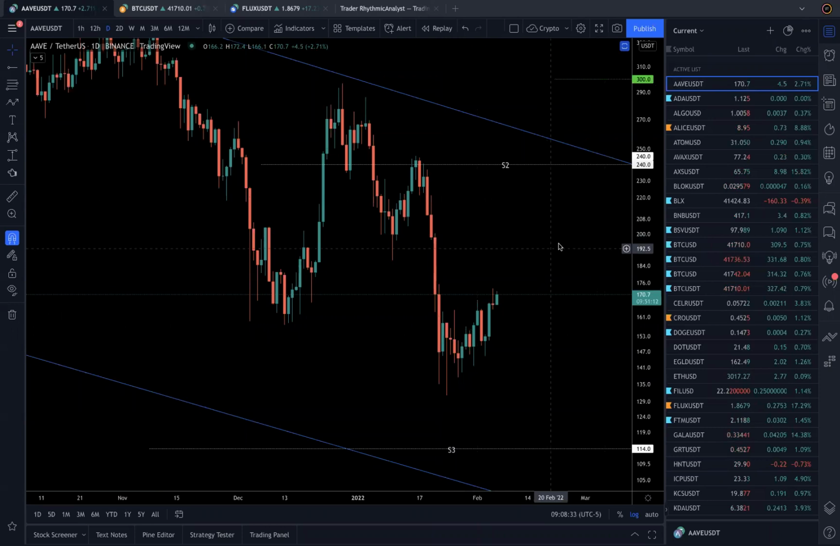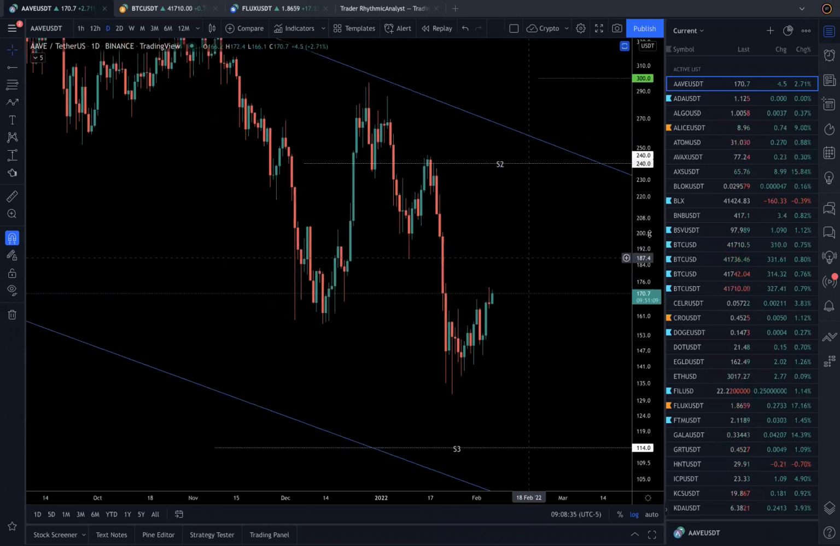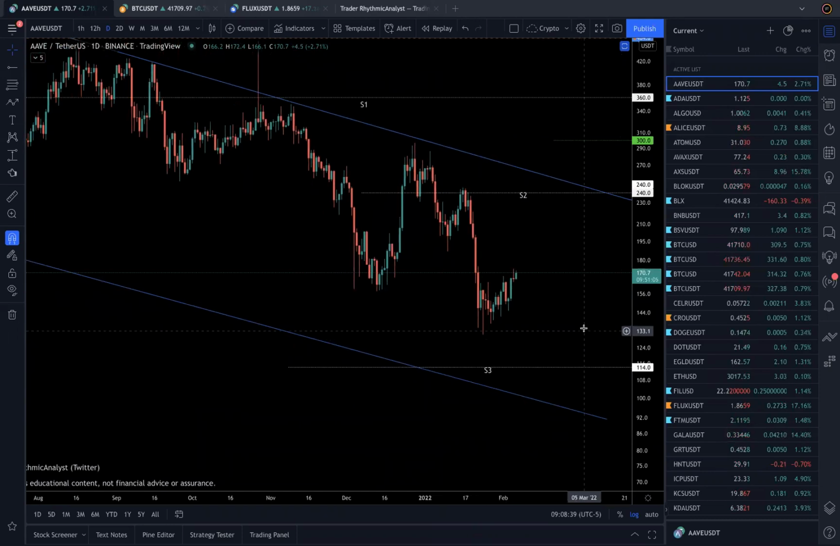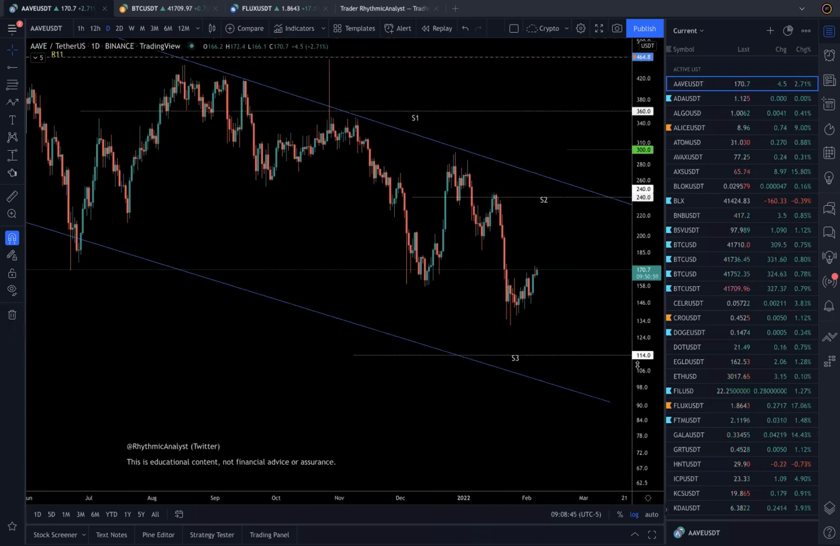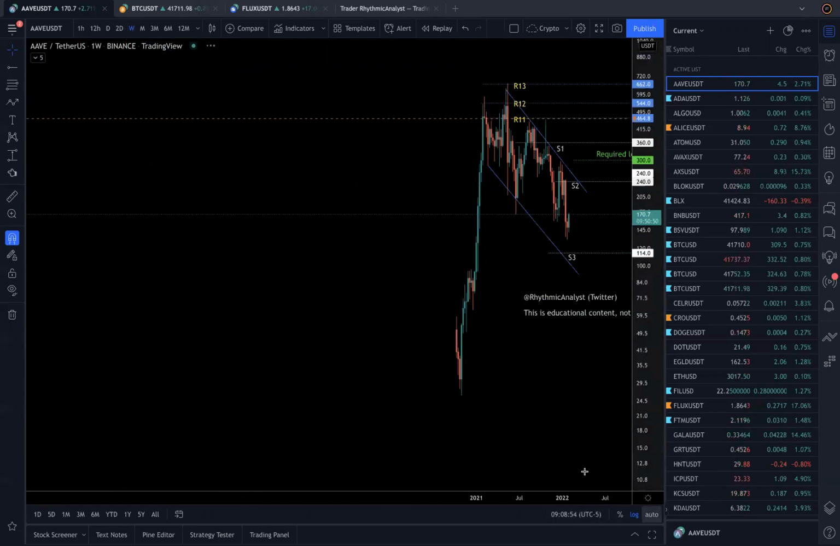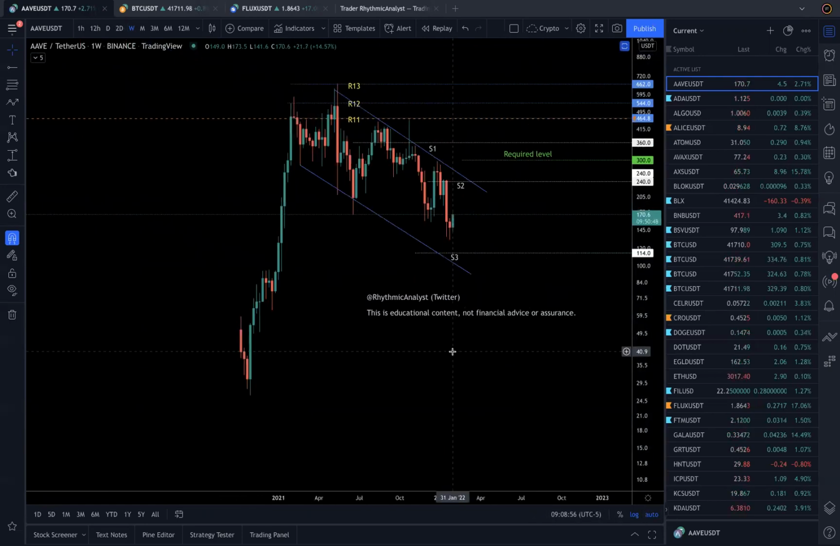Okay, starting with Aave daily. Last time, for some of the coins, for explanation, we added some shapes or design patterns. For example, this is a descending channel. So we added that one. I think we can change to the weekly.